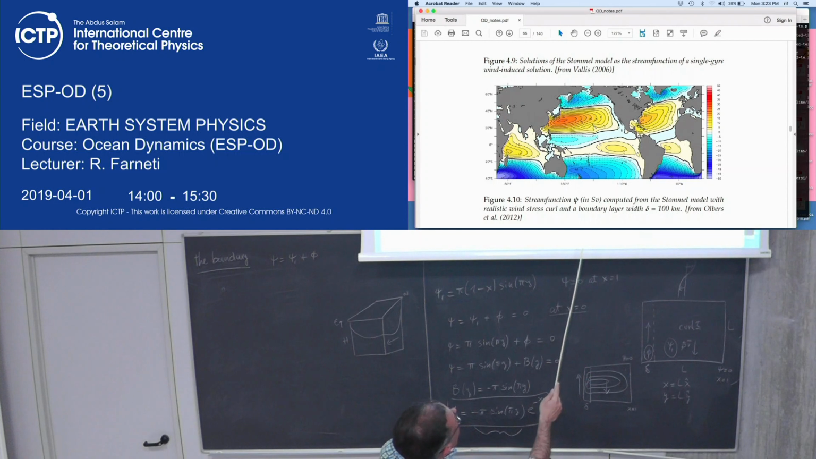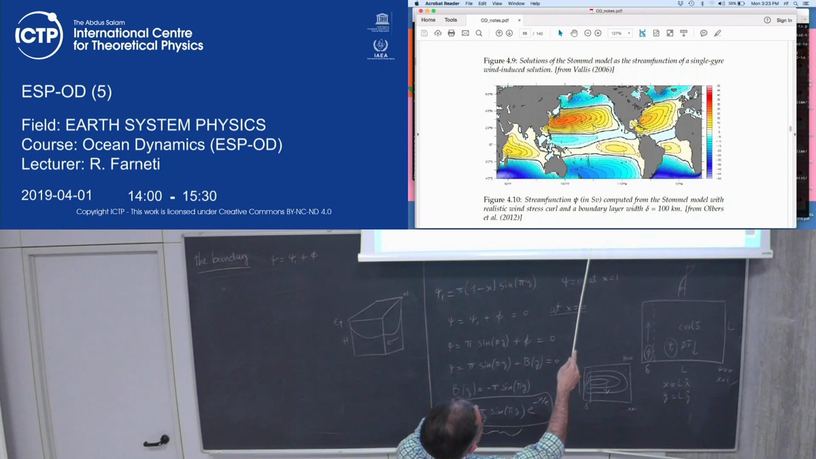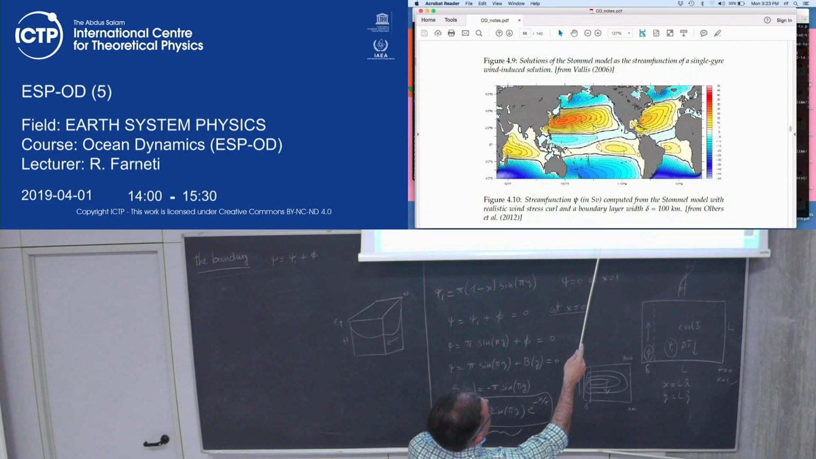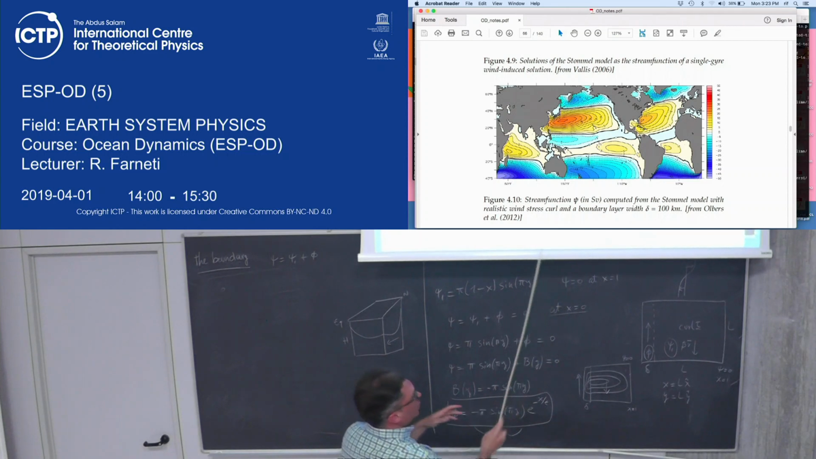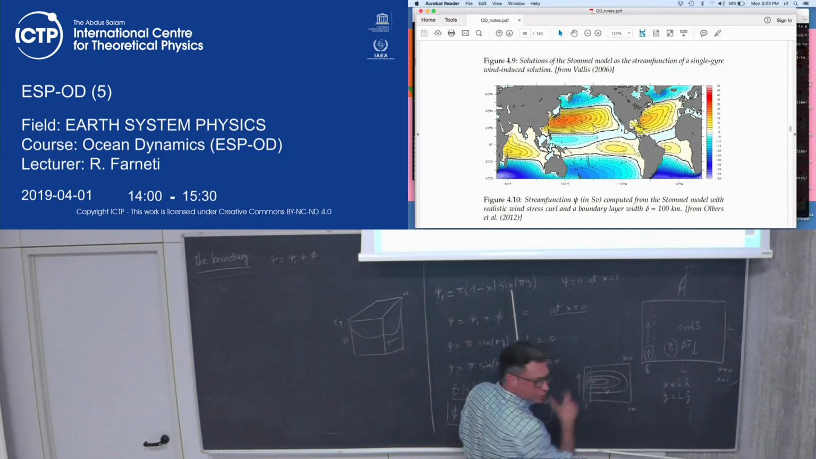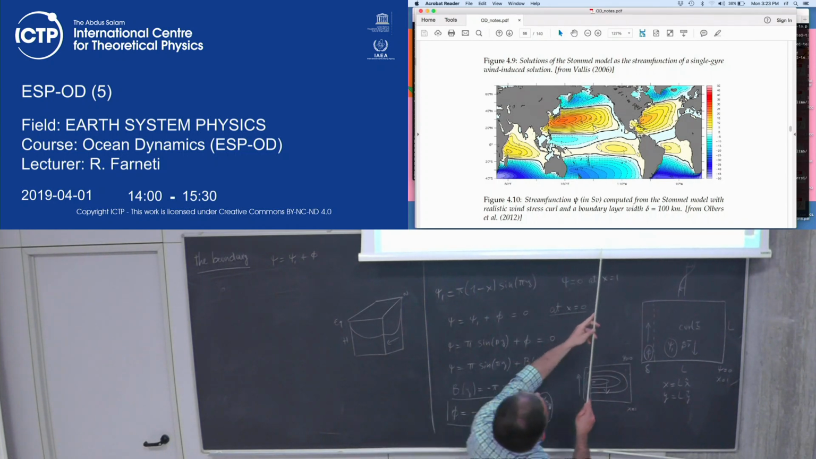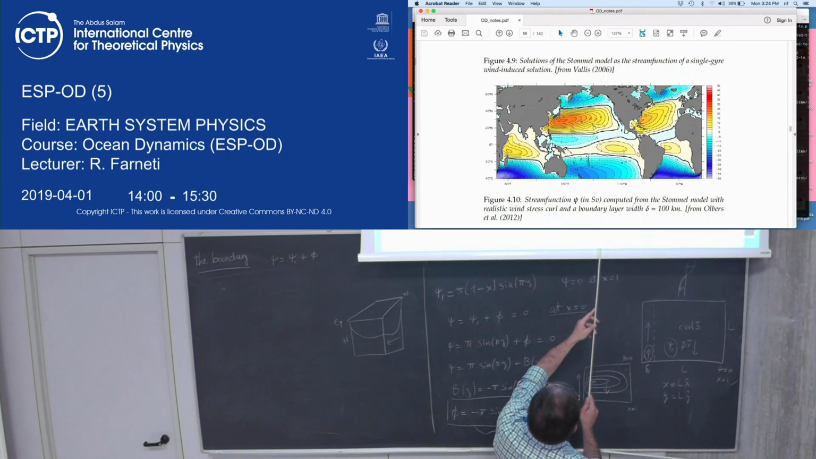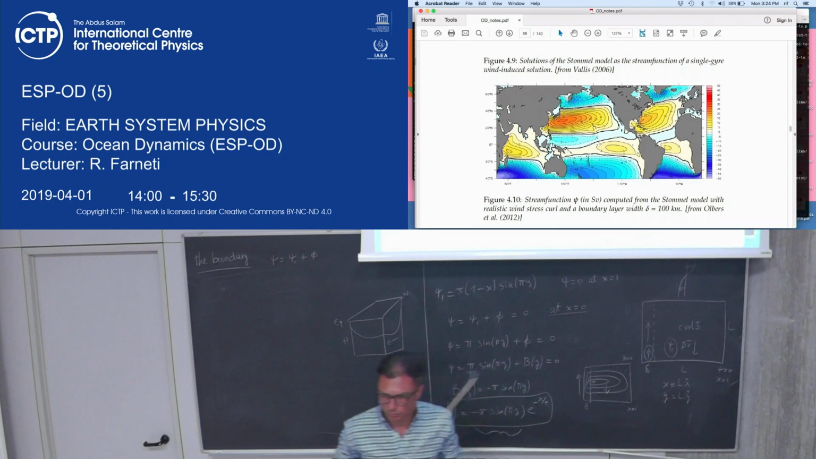They don't go into the continent. And you see how the center, for example here, the center of the gyre is squashed towards the west. It's not in the center of the basin. The center of the gyre is squashed towards the west, because we have a boundary layer on the west and an interior solution on the east. So all of this is my interior solution, and my boundary correction is roughly here, and I've chosen to give to the boundary layer a width of 100 kilometers or so.